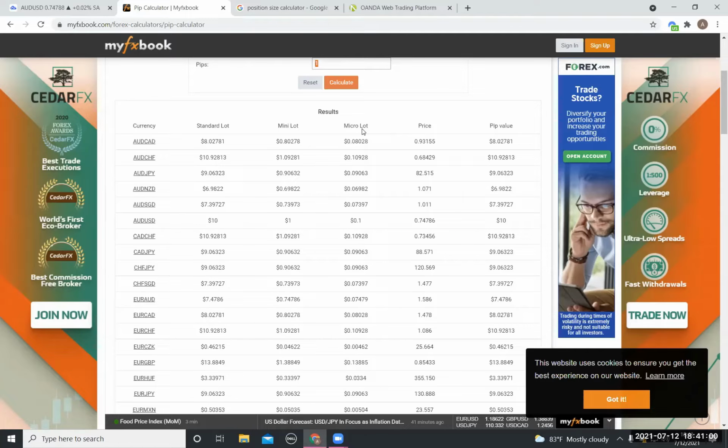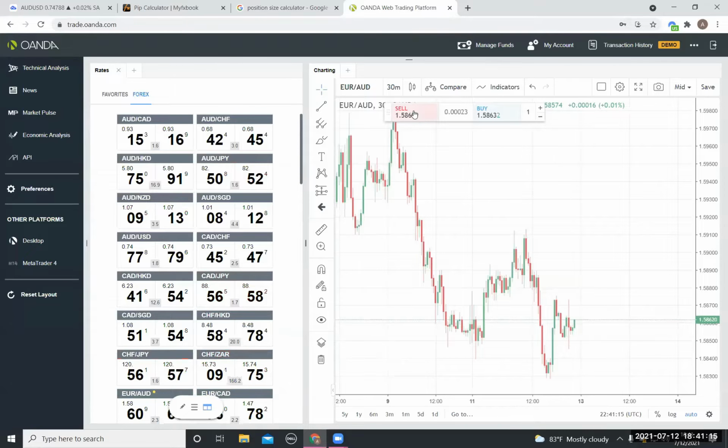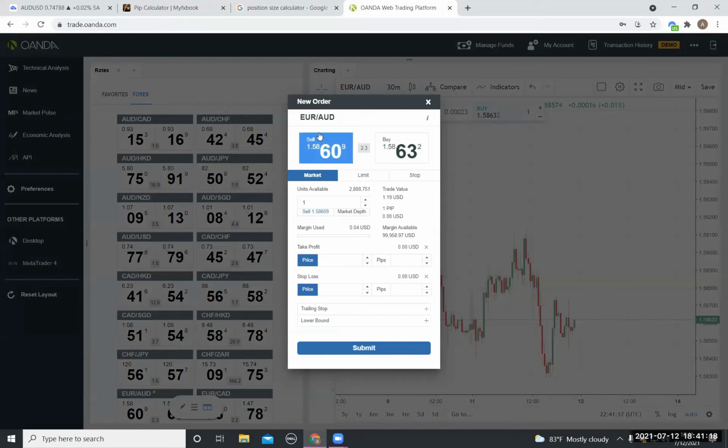So this is where you can get pip values from, and you can also get them from your broker. There's a couple of different Forex brokers out there. I have Oanda opened up here just in case I needed it. But for example, if you're in Oanda, you want to get the pip value of Euro Aussie, I could come into this units box and just put 1,000 units, right? If I put 1,000 units in this box here, that's a micro. Remember, a micro is worth 1,000 units, right?